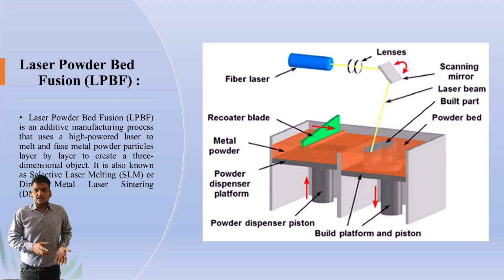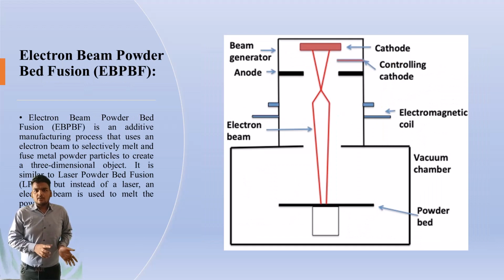So in this method we can see two containers. First is the stage dispenser piston and another one is the build platform and piston. As a layer is developed, the build platform goes down and the dispenser piston goes upward. And here we can see a recoater blade, also called a doctor blade, which works as a recoater for leveling also.